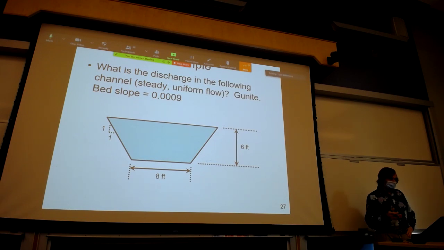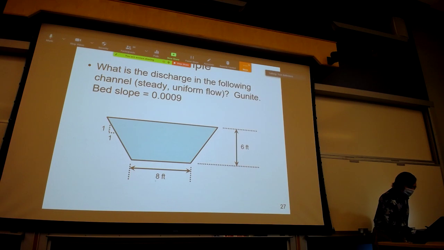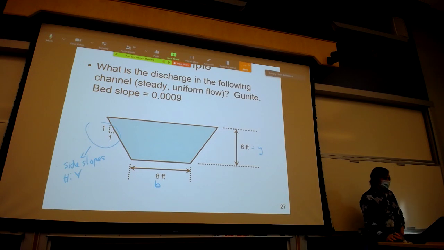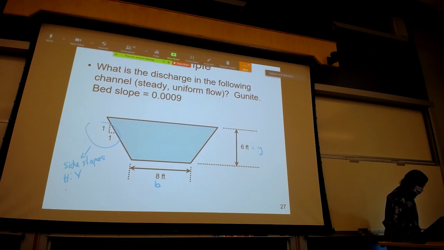And what we have is a trapezoidal cross section. And in this cross section, we have a base of 8 feet, a depth of flow equal to 6 feet, and then we have side slopes to the trapezoid. And typically, the side slopes are described as so many horizontal units to vertical. So for example, a 3-to-1 side slope means that you have 3 horizontal to 1 vertical.